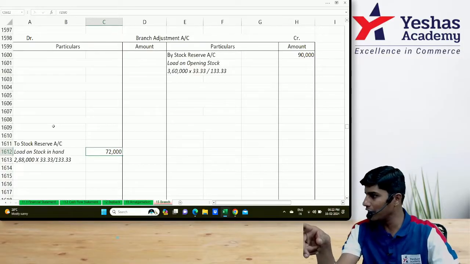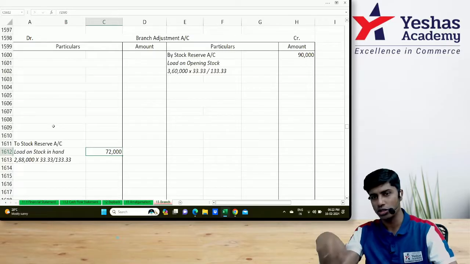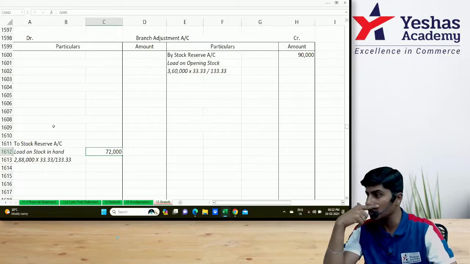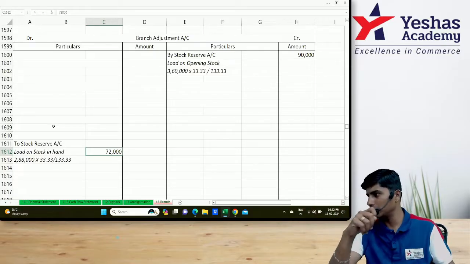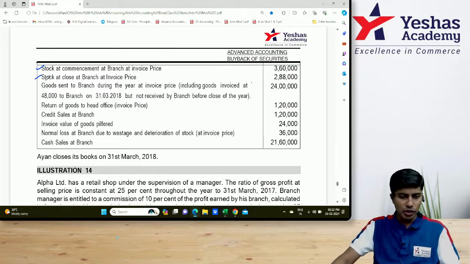It is 33.33 on cost. That is 1 by 3 on cost. It becomes 1 by 4 on sales. So with 1 by 4 you will get round numbers. Understood? What do we have after that?